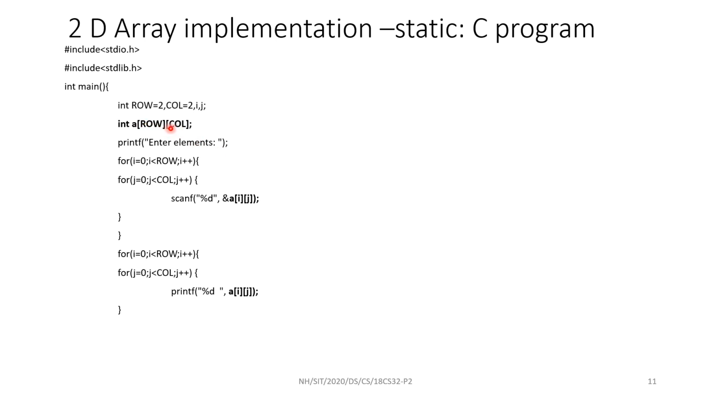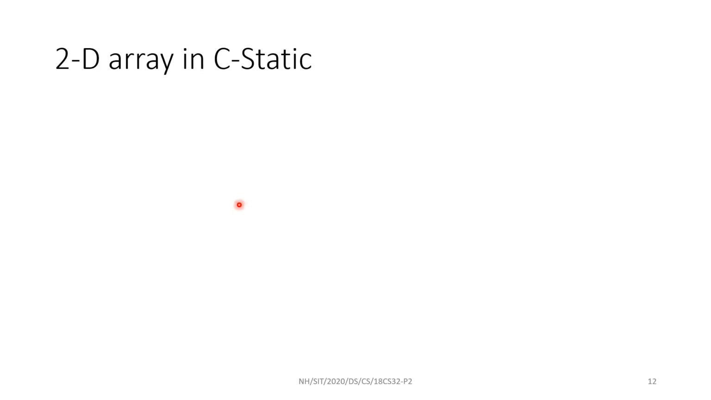Two-dimensional array is defined, which is of type integer. Two dimensions are row and column, value 2 and 2. You have seen this program earlier. To read elements of the array, ampersand A of ij. Ampersand is required. In case of retrieving, ampersand is not required because you are going to retrieve the data itself. To read the data we should know the address. This is how a two-dimensional static array is used in the program.